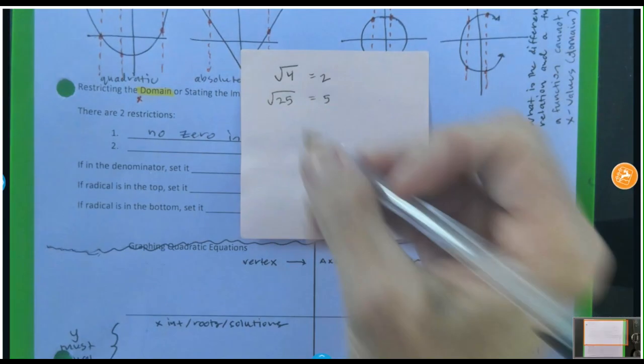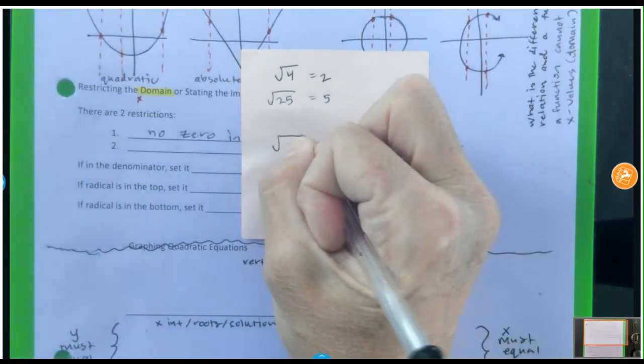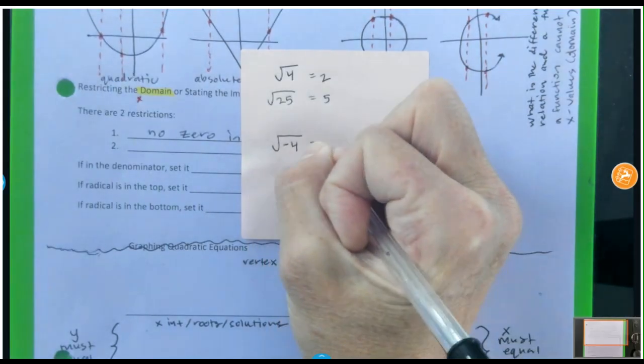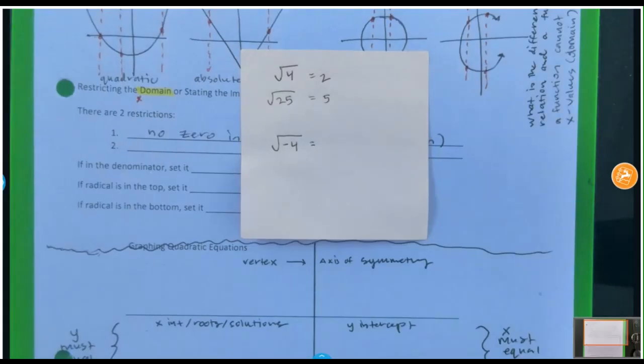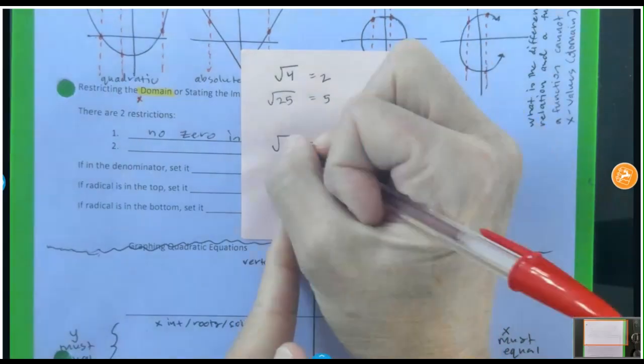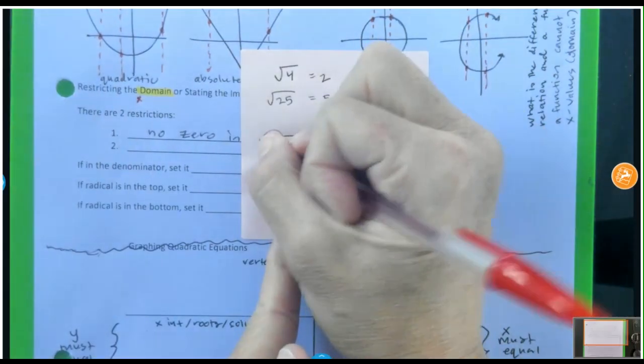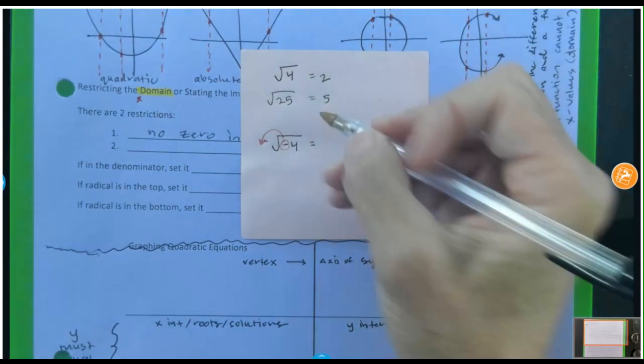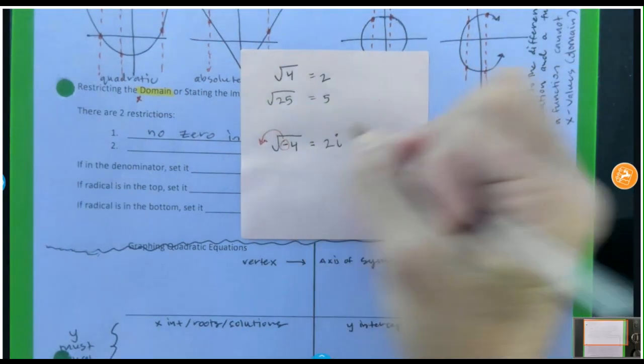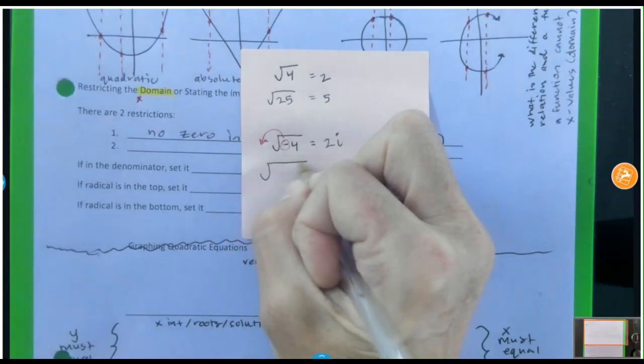But what about if I ask you for the square root of -4? What will we have to hop out because we were asked to take the square root of a negative number? What would have to come out here? I. So this would be 2i. All right, what would the square root of -25 be?